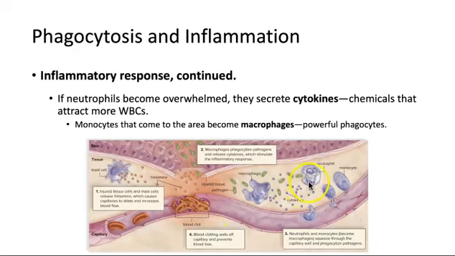Now, if those neutrophils become overwhelmed, they're going to secrete some cytokines, and the macrophages are going to come to our rescue. If you remember from our blood lectures, we've talked about how in the blood they are called monocytes, but once they move into the tissues, they are called macrophages, and they are very powerful phagocytes and can gobble up the largest substances.